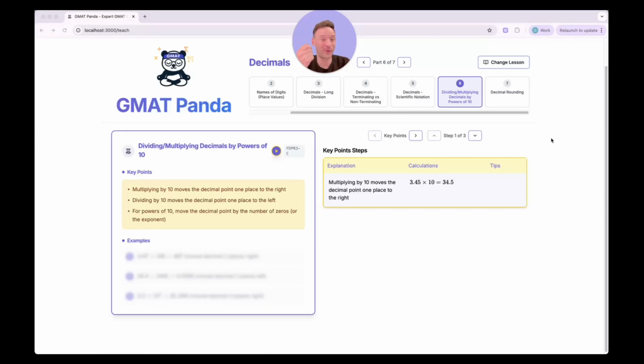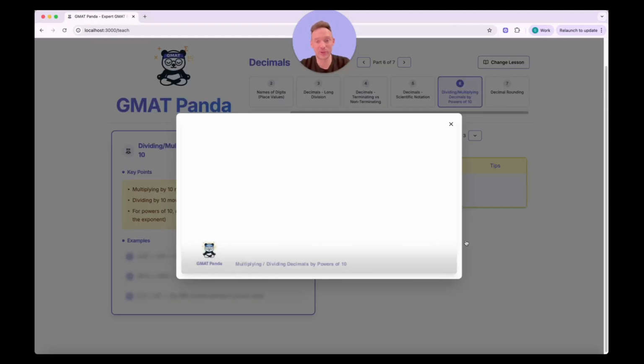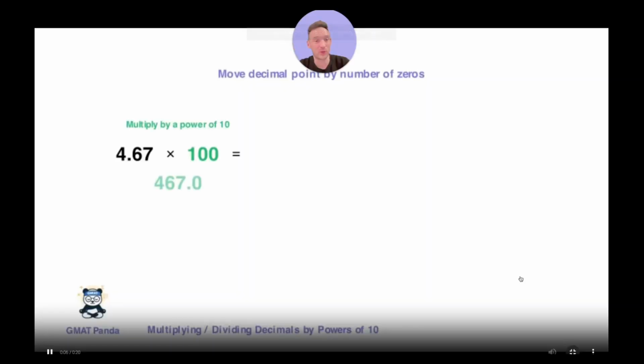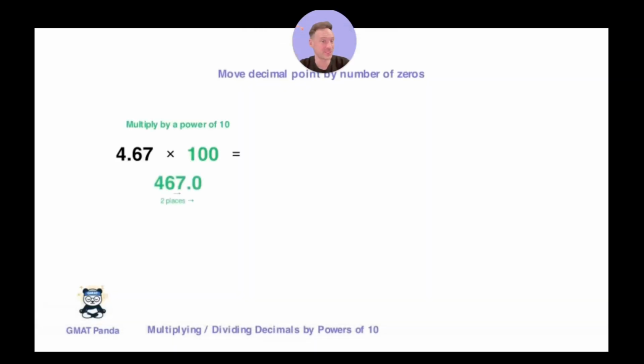Now, let's talk about what happens when we divide or multiply decimals by 10 or other powers of 10, so 100, 1,000, etc. Let's look at this little animation. We're going to look at 2 different examples: one where we're multiplying by a power of 10, and another where we're dividing by a power of 10.